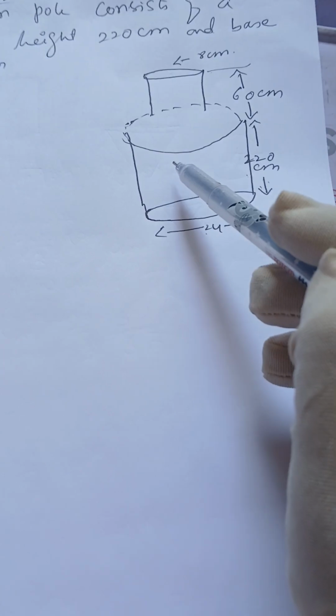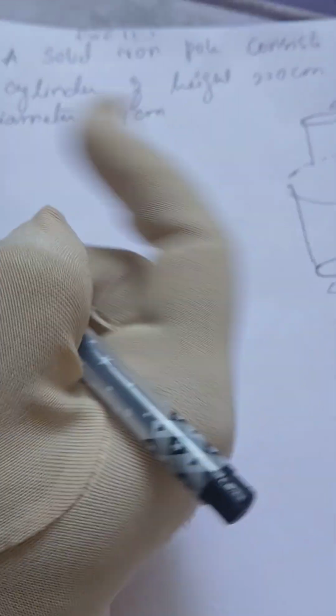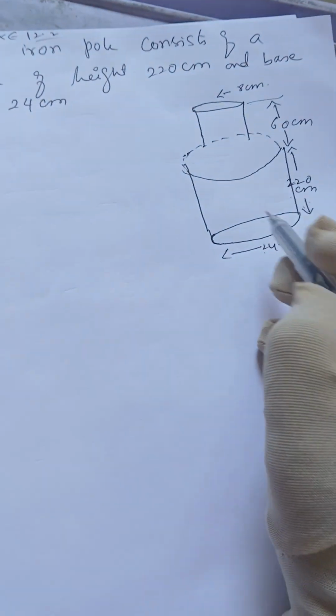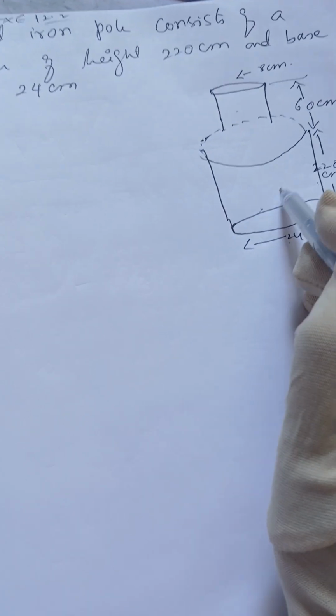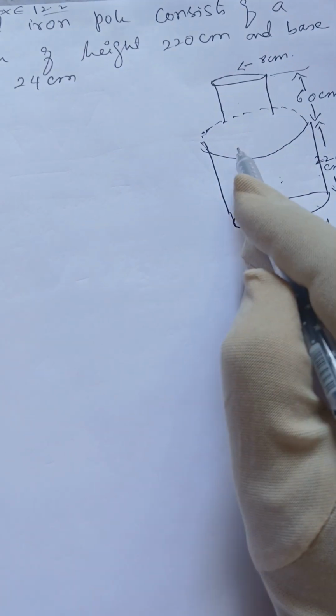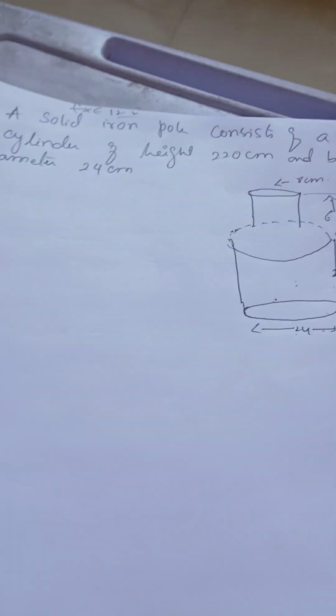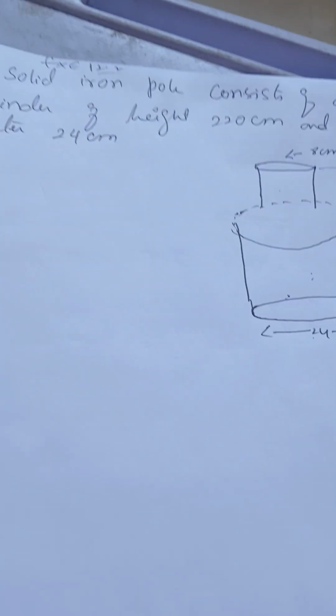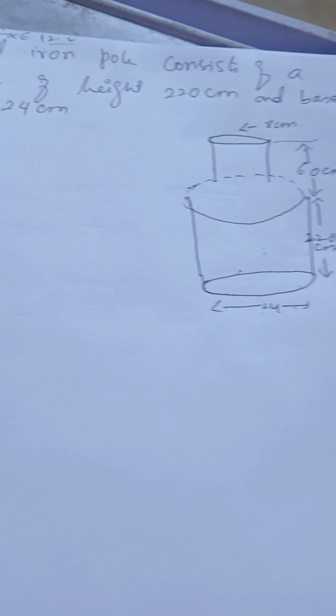Given that 1 centimeter cube of iron has approximately 8 gram of mass, and pi value we have to use 3.14. So what we will do, total mass of this pole, we have 2 cylinders. So we will calculate the volume of these 2 cylinders, we will add up, and then we will go to the mass part. Okay, calculation of mass.